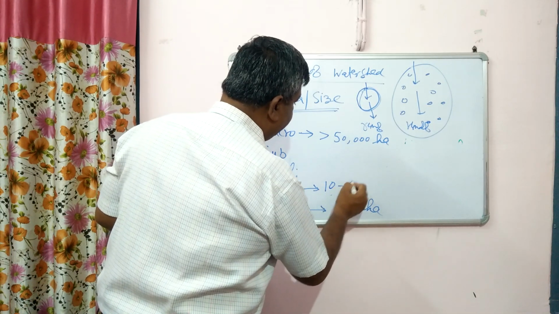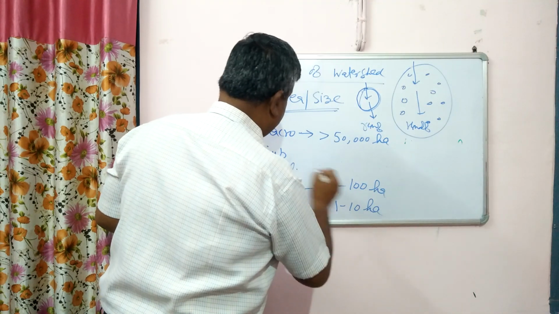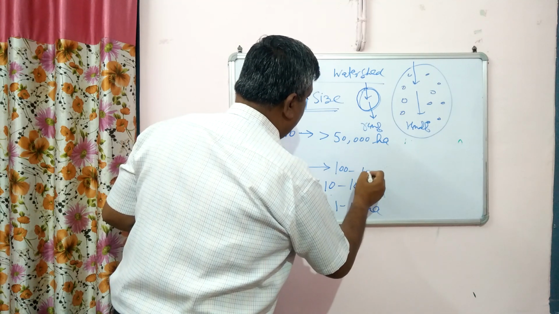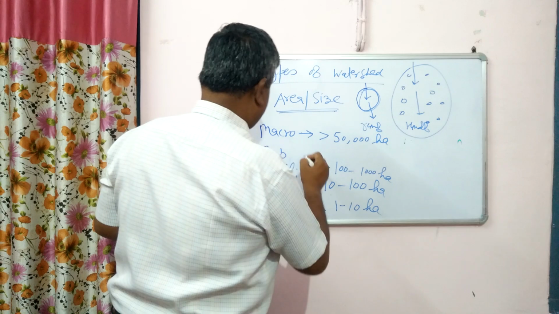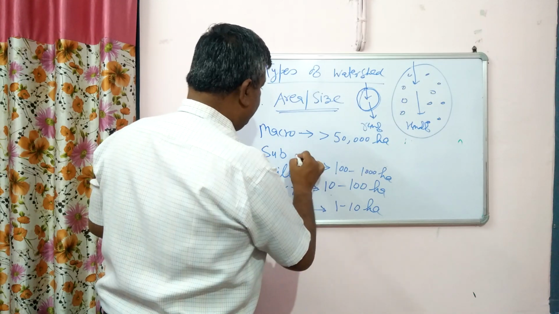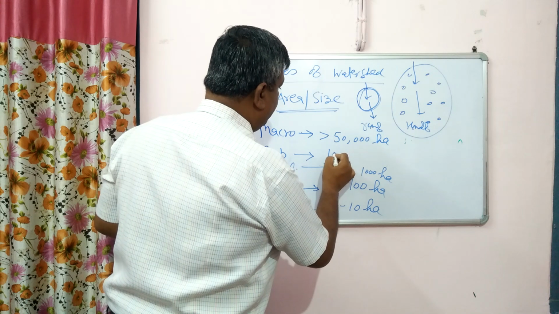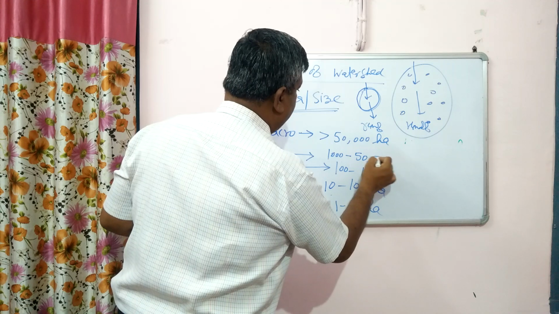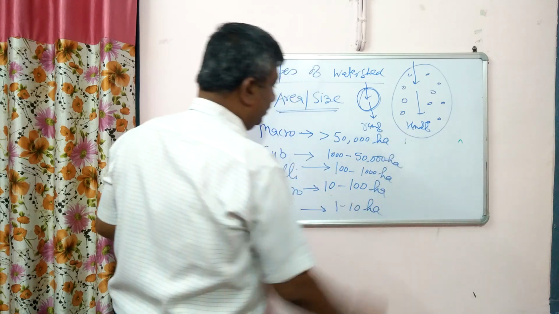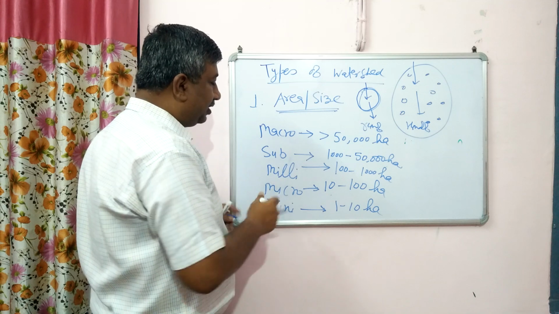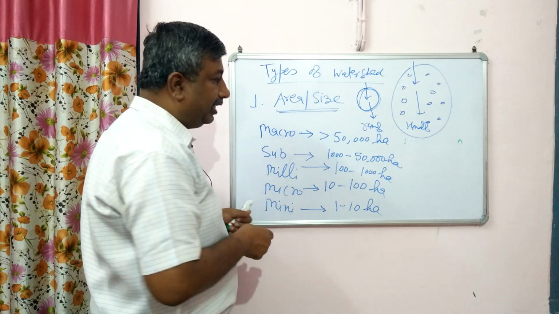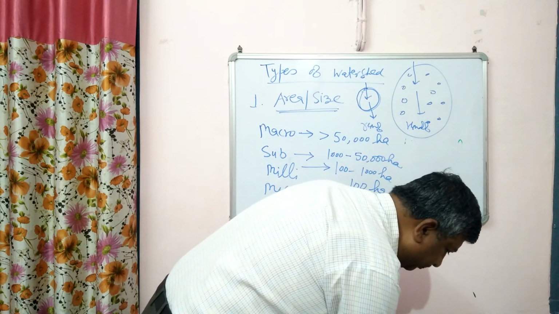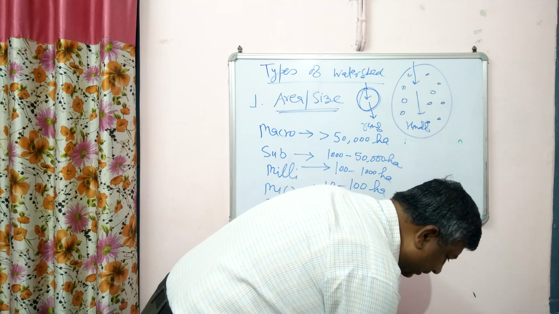Now, this area is 10 to 100 hectare: micro watershed. Milli watershed is 100 to 1000 hectare. And this is 1000 to 50,000 hectare. So this is the macro watershed, sub watershed, milli watershed, micro watershed and mini watershed. So this is the classification based on the area.